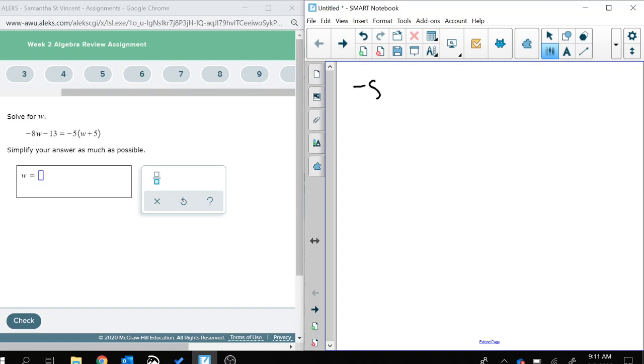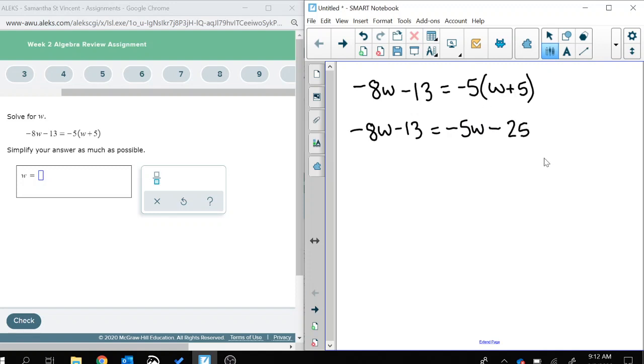So we're going to do negative 8w minus 13 equals negative 5 times w plus 5. So I'm going to kind of take the same approach that I did on number 11, and I'm going to distribute this negative 5. So I'm not going to touch this side of the equal sign yet. I have negative 5 times w, which gives me negative 5w. Negative 5 times positive 5 will give me a negative 25.